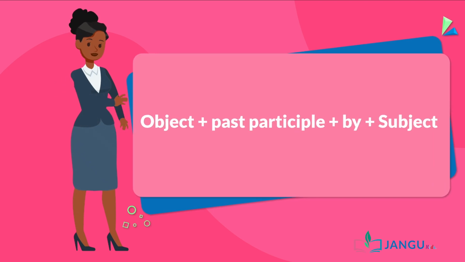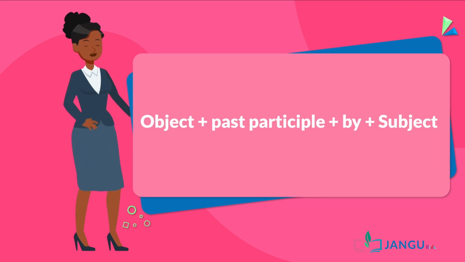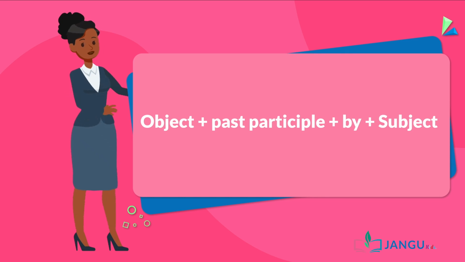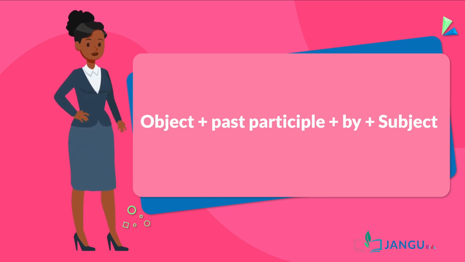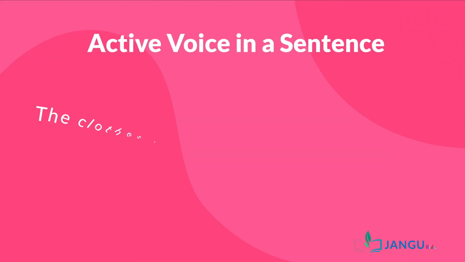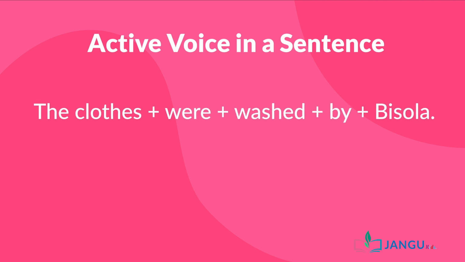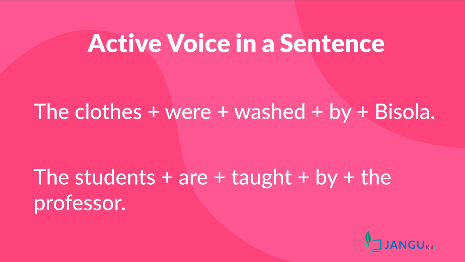Here is a formula for you to remember the passive voice. Object plus past participle plus by plus subject. Let's see how it works in a sentence with the following examples. The clothes were washed by Bisola. The students were taught by the professor.